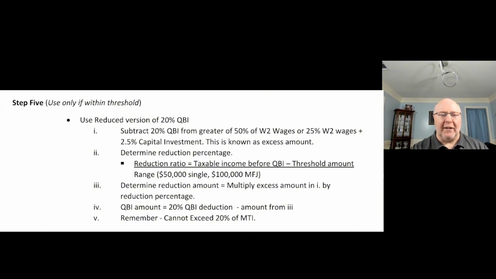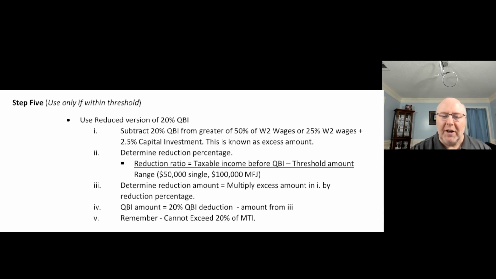So if we had $300,000 as our 20% of QBI, and we had $250,000 as our greater of the 50% of W-2 wages or the 25% plus 2.5% unadjusted basis of property, if we subtract those, we have $50,000. That $50,000 is the excess amount. We have too much of it, so we have to reduce the excess amount. Well, how do we reduce it?